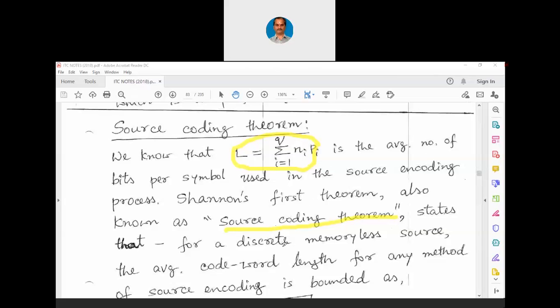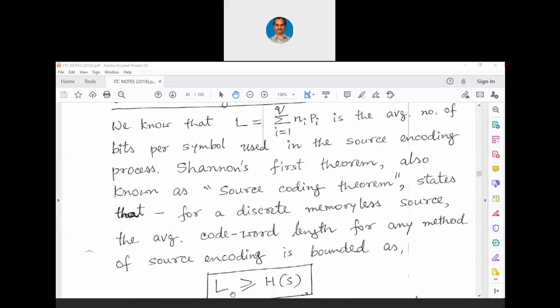Okay, now there are two theorems. In this chapter, we are going to discuss the source coding theorem, or Shannon's first theorem. In the next module, we have one theorem called the channel coding theorem, that is also called Shannon's second theorem. The source coding theorem states that for a discrete memoryless source, the average code word length for any method of source encoding is bounded as L is greater than or equal to H of S. I'll repeat. For a discrete memoryless source, the average code word length for any method of source encoding is bounded as L is greater than or equal to H of S.